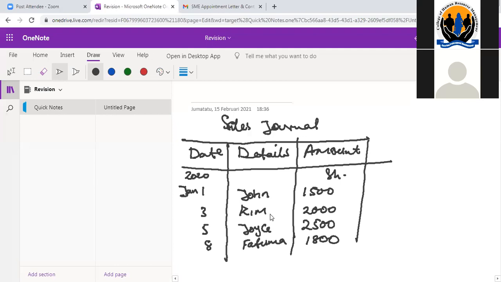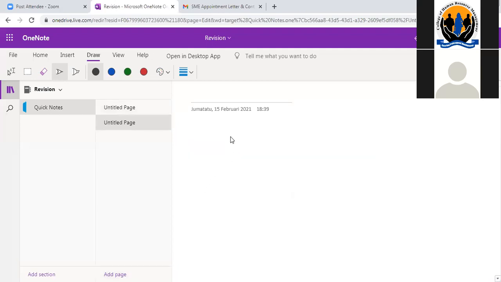These customers who bought goods on credit from the business, we collectively call the debtors. So in the sales journal, we are going to have the names of the debtors, who are simply the credit customers. The other journal, the purchases journal, is prepared the same way.